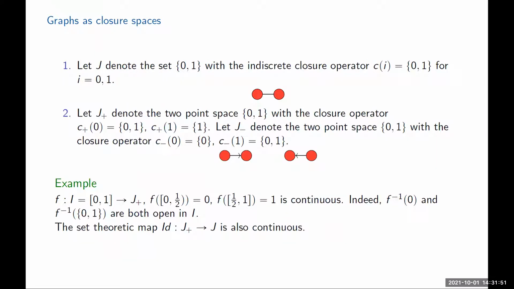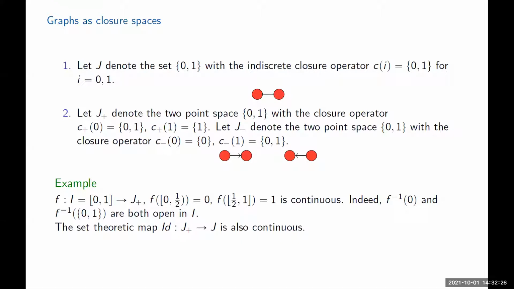For the rest of the talk, I want to fix some notation. I want to give some symbols to specific graphs I'll be considering in this talk. So by J, I'm just going to call the clique on two vertices, just this simple undirected graph here. You can think of it as a closure space where the closure is the indiscrete closure. So everything is in the closure of everything. So the closure of, let's say, the point 0 is the whole set, and the closure of the point 1 is the whole set.